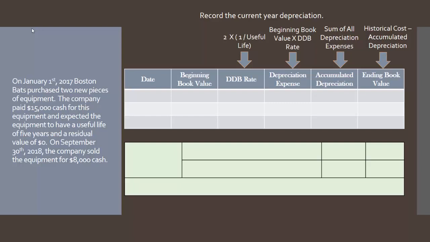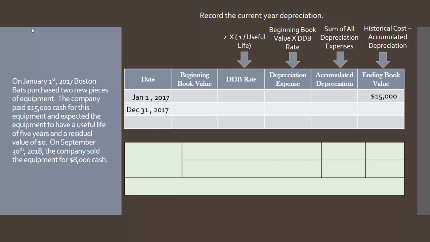useful life. Well, they have to record this sale, and the first thing they need to do before they record the sale is to bring depreciation on the asset they're disposing of, these two pieces of equipment, up to date, to make sure that the accumulated depreciation that these pieces of equipment are carrying is accurate at the time of their disposal. So we're going to prepare a depreciation table, just like we have been, starting at the date of purchase, January 1st, 2017. They bought it for $15,000, so that was its book value on that date.